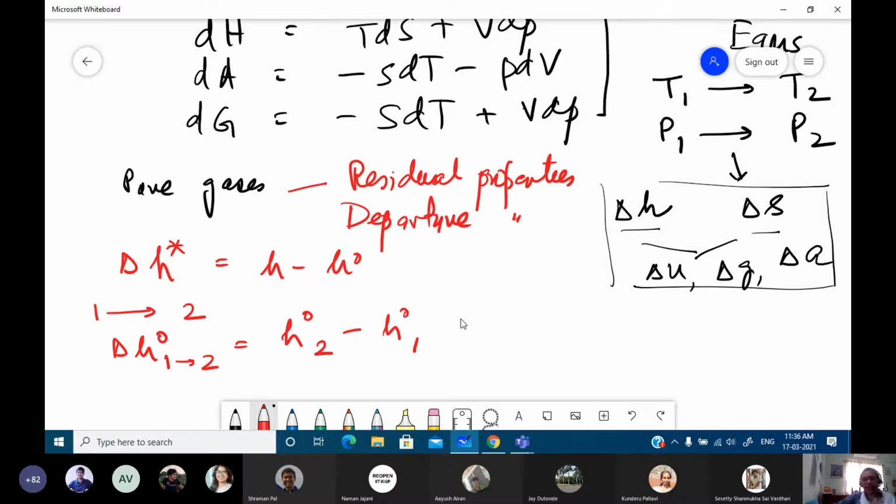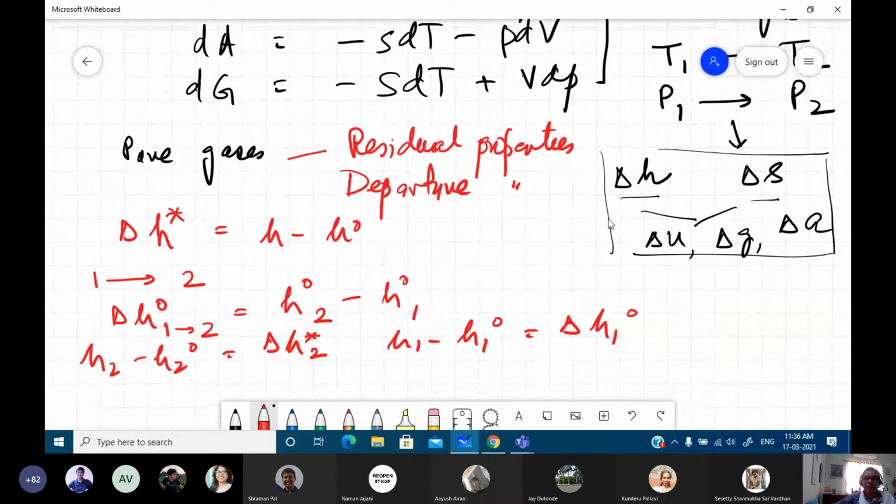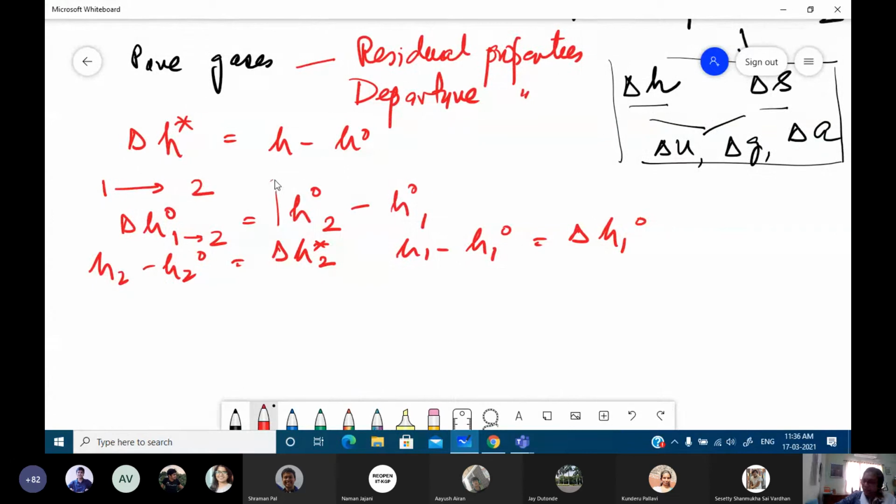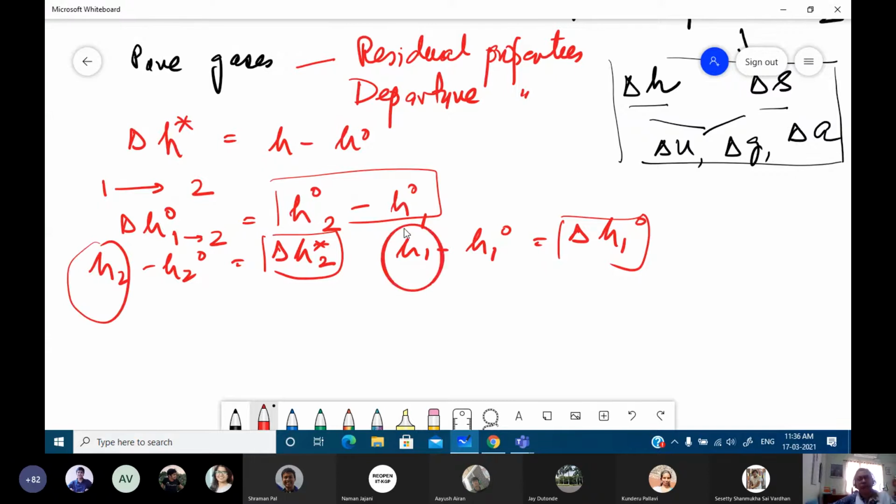if there's a temperature change, the enthalpy does not change, it simply changes with the pressure changes. Okay, and then what we do, we simply find out H2 minus H20, which is nothing but delta H star 2. We find out H1 minus H10, which is delta H1 star, and then if we know these, we are in a position to find out the difference. So this was a standard thing which was done for pure gases, right?